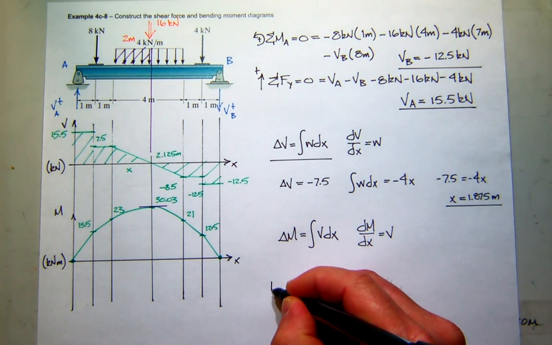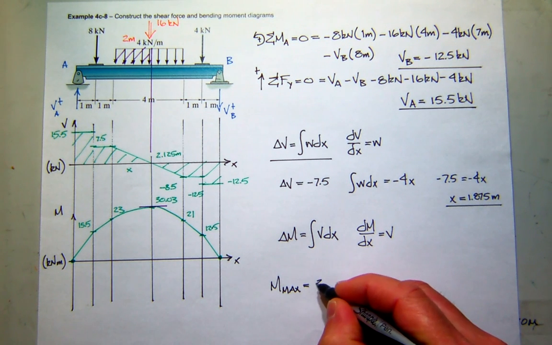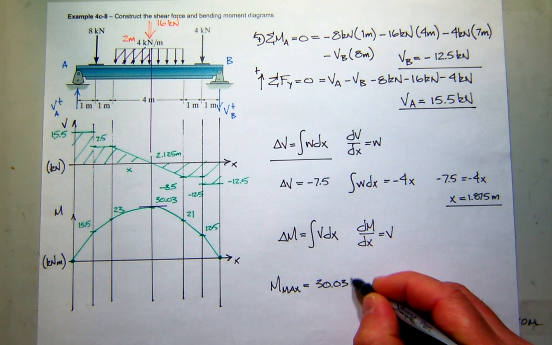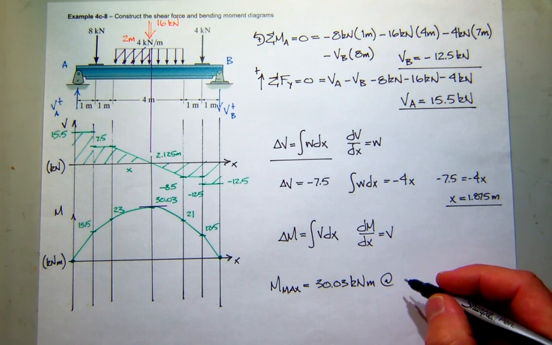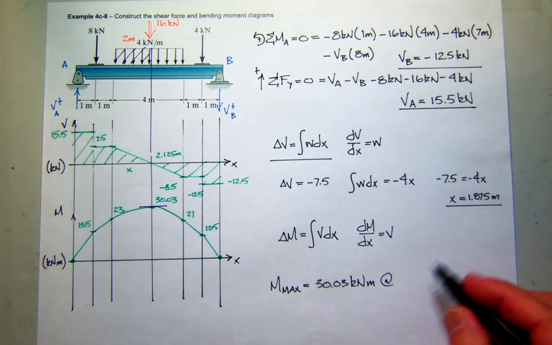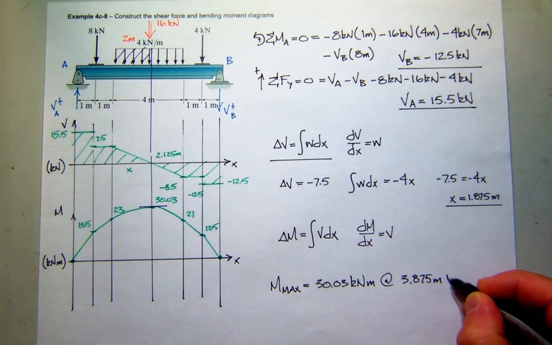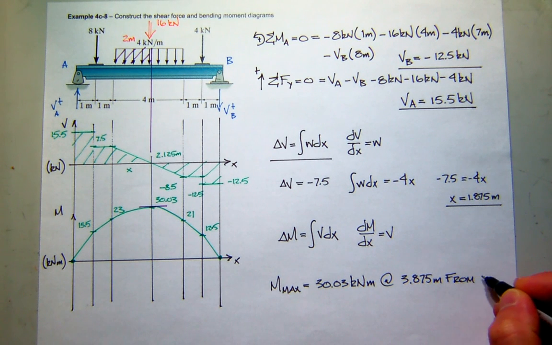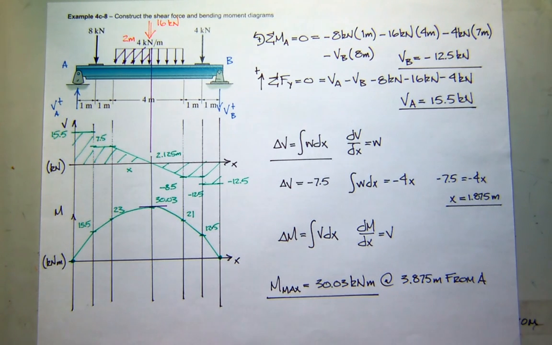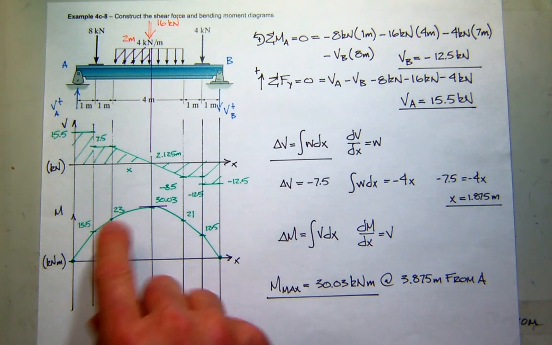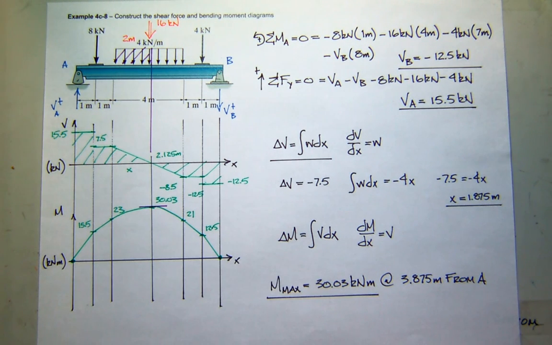But again, we can now state that the maximum moment in this beam is equal to 30.03 kilonewton meters, and it's going to occur at 2 meters plus that, so that'll be 3.875 meters from A. So a relatively simple looking problem, but a lot of little bitty things to do along the way.